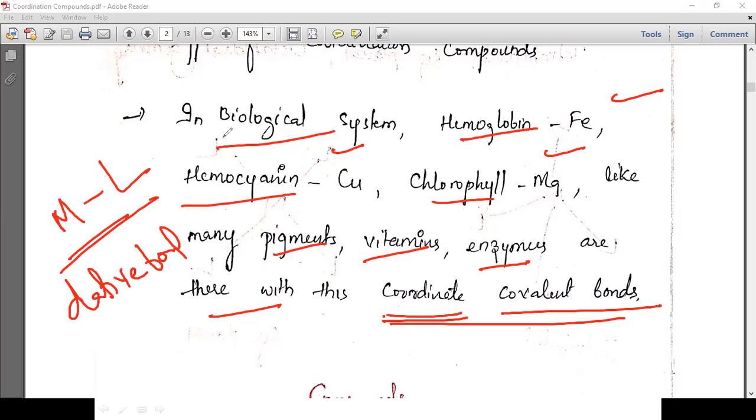You must understand about the bonding. In these coordination complexes, we will study the nature of the bonding between the metal and ligand.